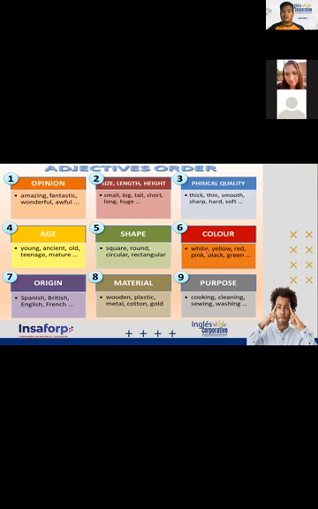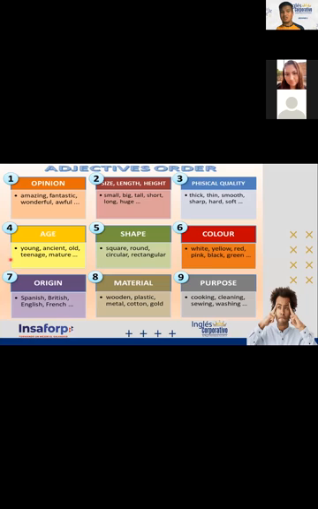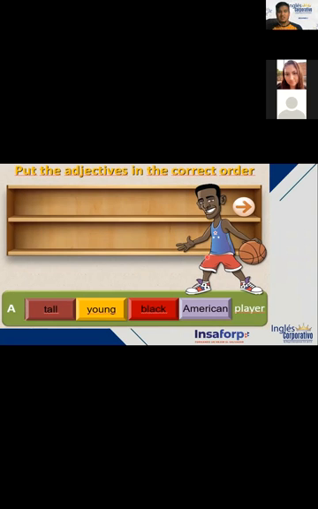Young. That won't be possible, Mario. Why? Because as you can see here, we have young on number four. So it will be tall, young, tall, black, young, black, American. Let's see. Right. It is a tall, young, black American player. It sounds weird, right? Because you have four adjectives right there. A tall, young, black American player.